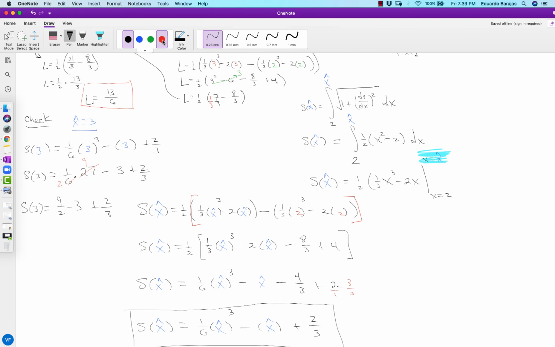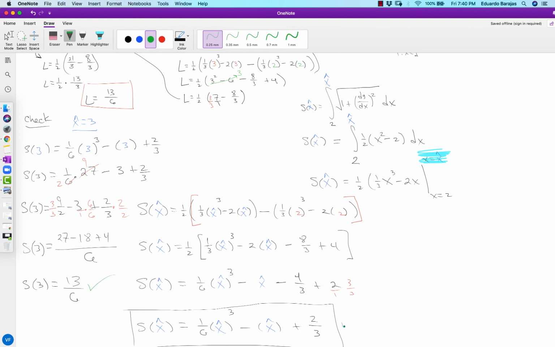Let's get common denominator going. So put a little 1 there. We're going to multiply this by 3 over 3 to get a 6. Multiply this by 6 over 6. Multiply that by 2 over 2. And so S sub 3 equals 27 minus 18 plus 4 all over 6. So S sub 3 equals 9 plus 4 is 13 over 6. Yay, it worked out.